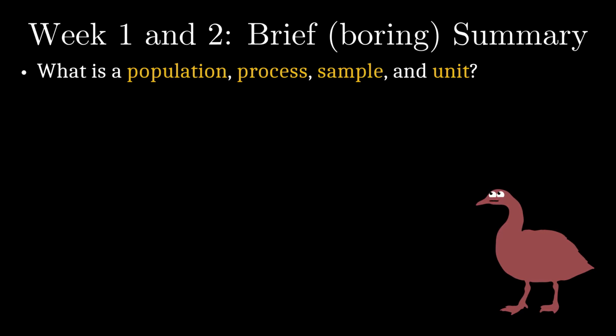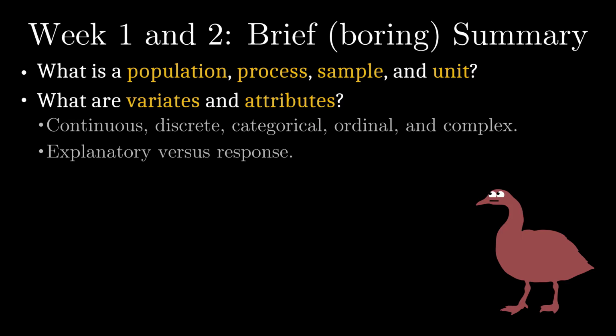If asked, you should be able to identify, for instance, what the sample or population are with respect to any particular example. Next, you should feel comfortable hearing about variates, which represent characteristics of a unit, and attributes, which are functions of the variates. In particular, you should feel comfortable differentiating between the types of variates, so that's continuous, discrete, categorical, ordinal, and complex, and on their role in a particular setting, so whether they are explanatory or response variates. The types of methods we will be able to use depend on the types of variates that we are working with, and correspondingly, it's important to be able to properly identify them.